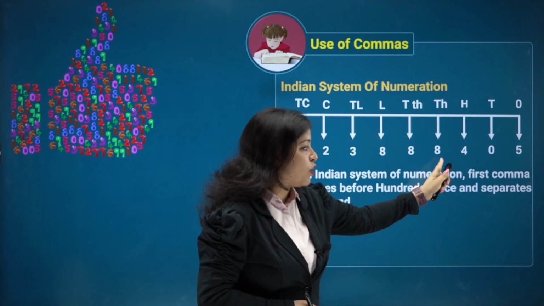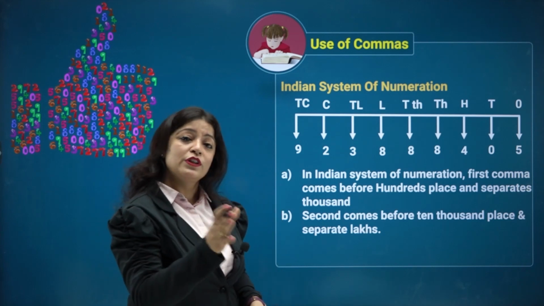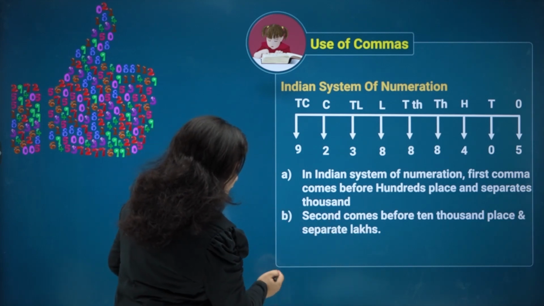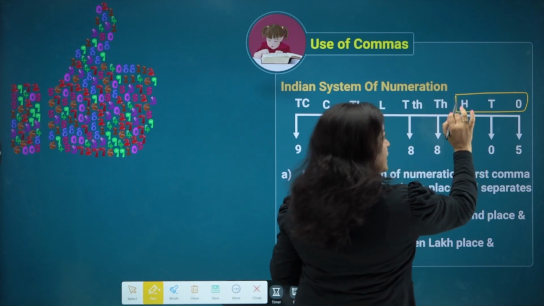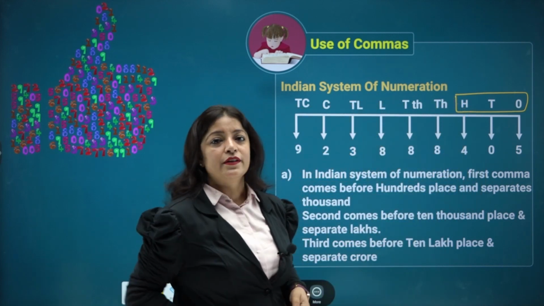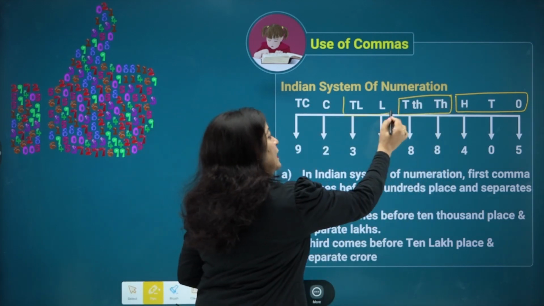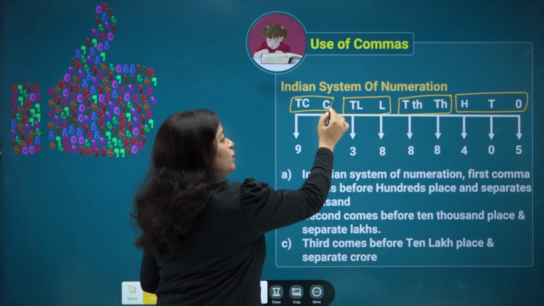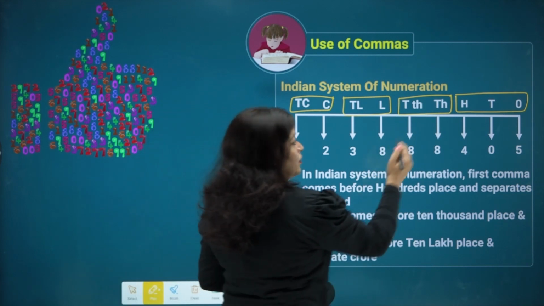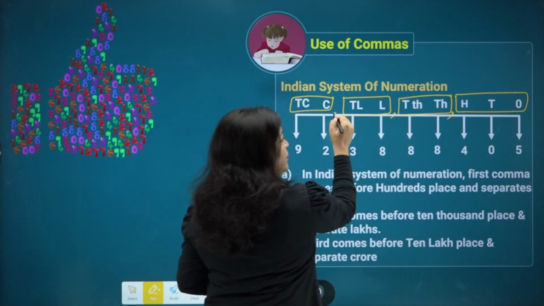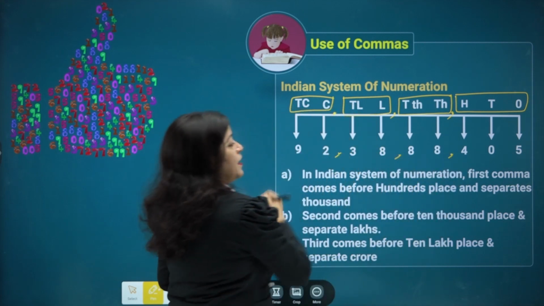So before the hundreds place you put a comma and it separates the thousands place. Next we put the second comma before the 10,000, because we notice there are different periods in this. The hundreds, tens and ones constitute a single period. Similarly, 1000 and 10,000 will constitute a single period. Then lakh and 10 lakh will constitute a single period, and crore and 10 crore will constitute a single period. So all the periods are separated by commas. So here we put a comma between them, again between them and between these. In this way it becomes very easy for us to read the number also.